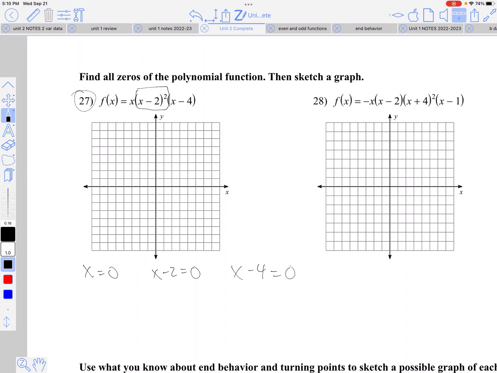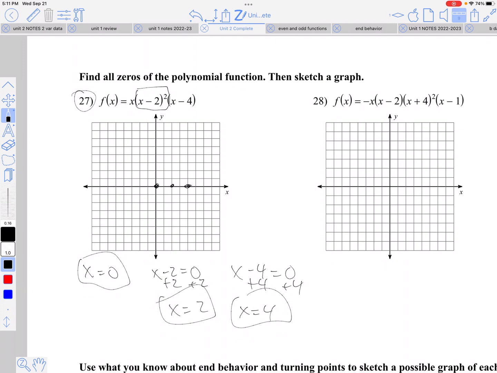All right, so I took each factor. This one's already solved. That's nice. Add 2, x equals 2. Add 4, x equals 4. Okay, so we have 0, 2, 4. So I know that I have a multiplicity of 1 at 0, 2 at 2, and 1 at 4. Those are spread out kind of nicely.